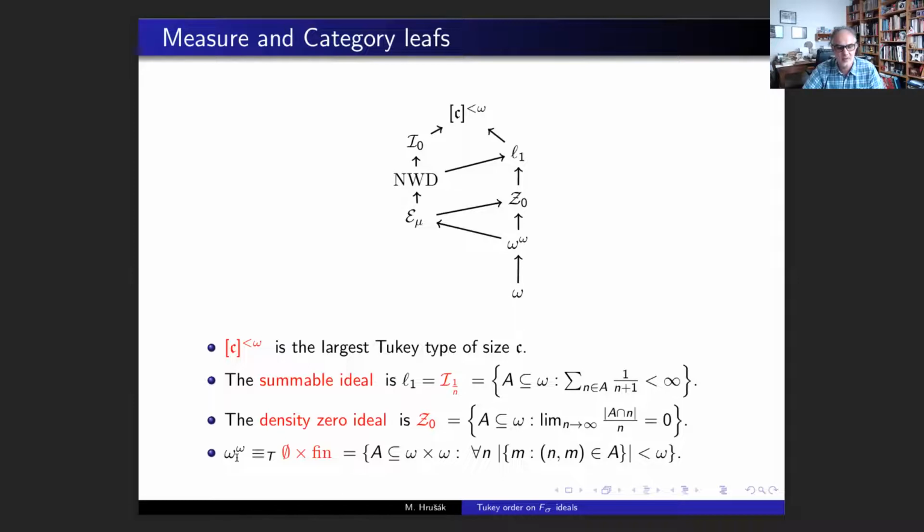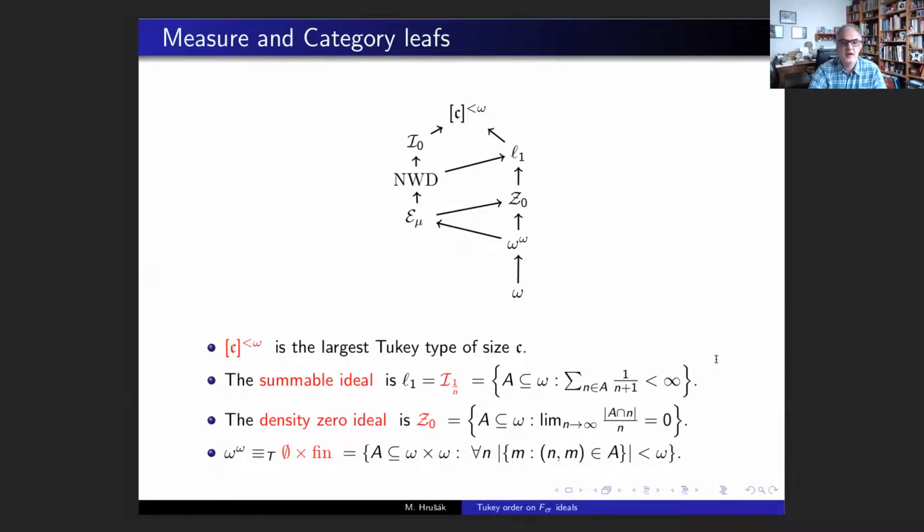And omega to the omega, we can think of it as functions from omega to omega ordered by pointwise domination, or we can think of it as the ideal of empty cross fin, which is everything below a graph of a function, ordered by containment. So this is the standard picture of what people see as sort of a grid to which we compare things in this Tukey order.